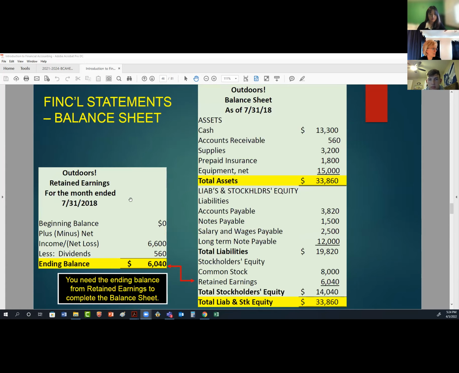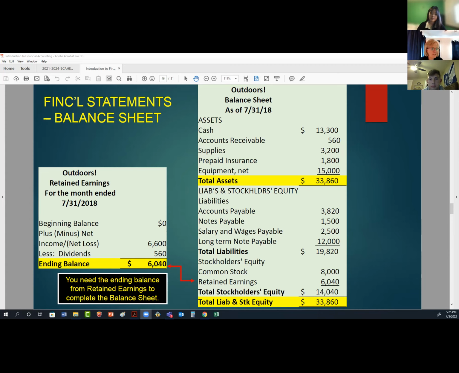All right, so here's our retained earnings statement back to Outdoors. You need this ending balance to update retained earnings. So typically your homework problems would be something like, here's a list of accounts, make an income statement, make a retained earnings statement, make a balance sheet. And the income statement, retained earnings, and balance sheet are super simple for chapter 1, but it's just to get you used to the statements.